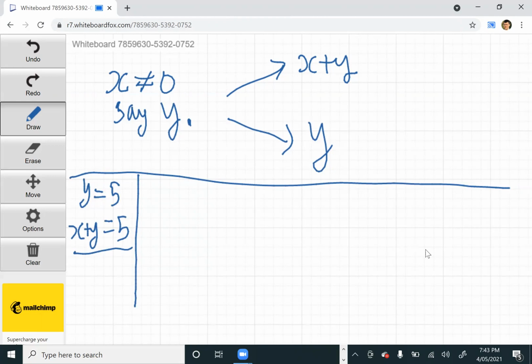If that happens, then what does that mean? Before we get to the other situation, let's finish the 5. What are the other cases? If y equals 5 and x plus 5 equals 5, that forces you to write a 5. But that can't happen because that would make x 0, so you can't do that.